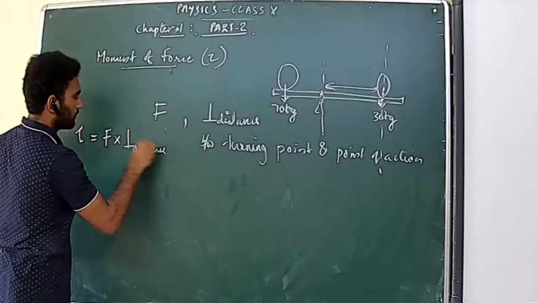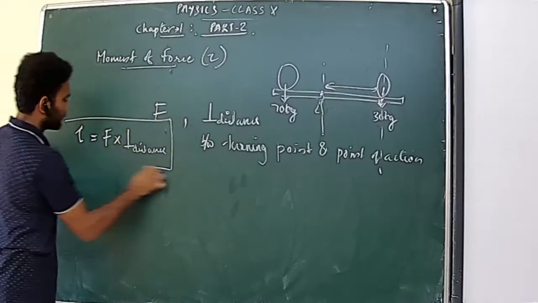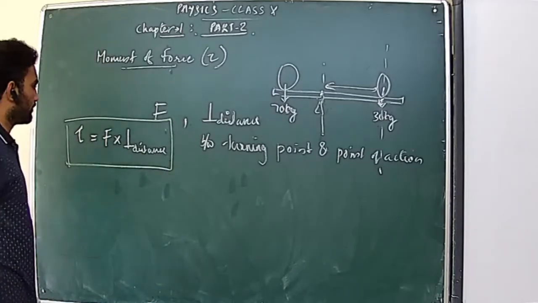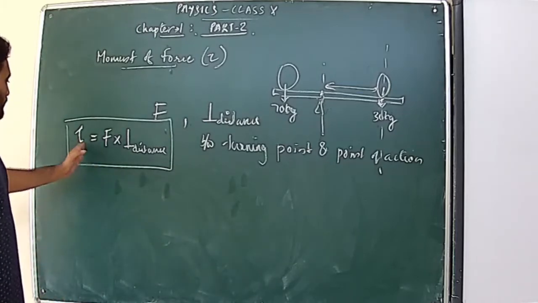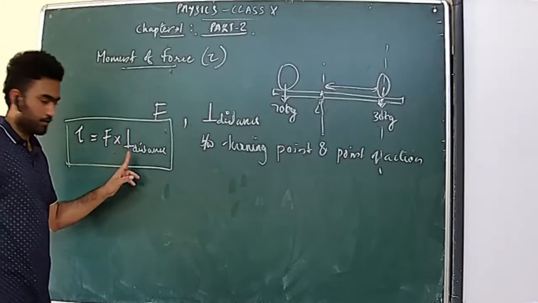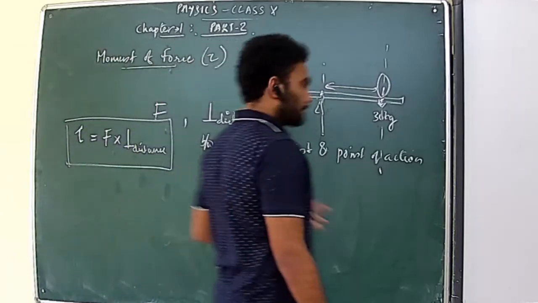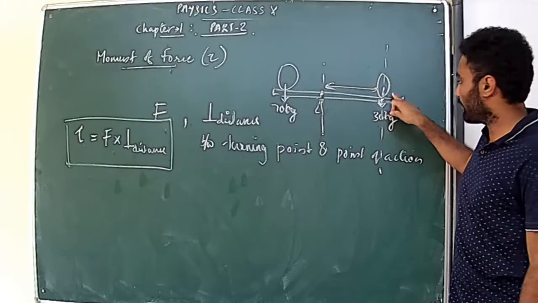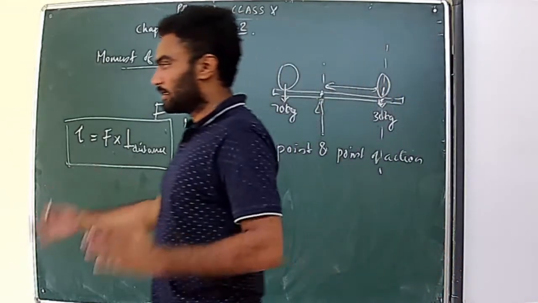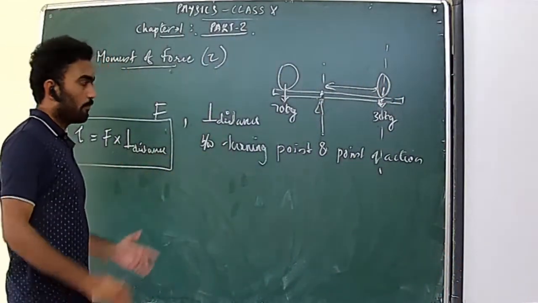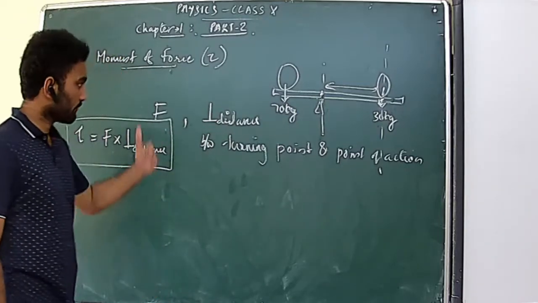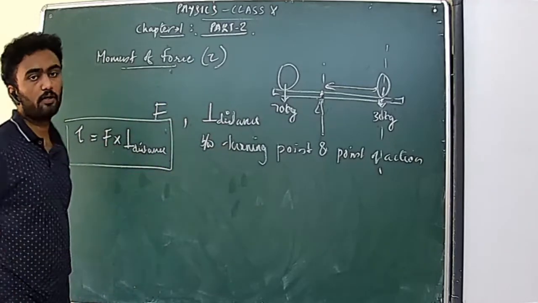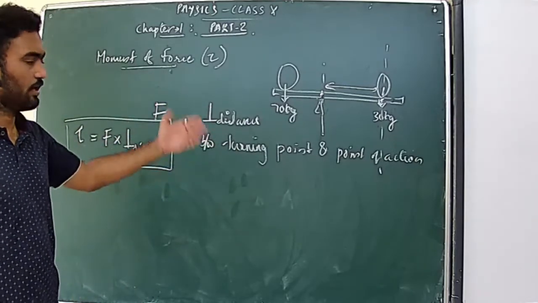Clear? So this is the mathematical expression for finding the moment of force taking place on a particular body around a fixed point or axis. That is, torque is equal to force times the perpendicular distance of separation between the turning point and the point of action of force. So the more the distance, or the more the force, the more will be the turning effect taking place on that particular body around the point of turning or axis.